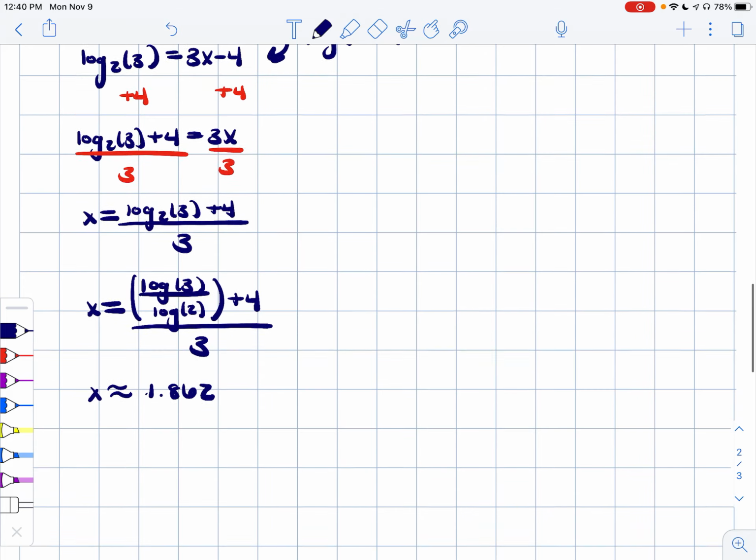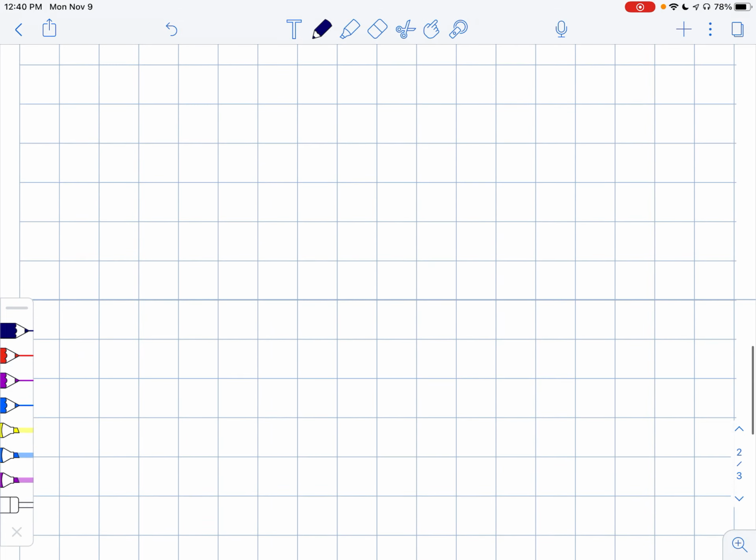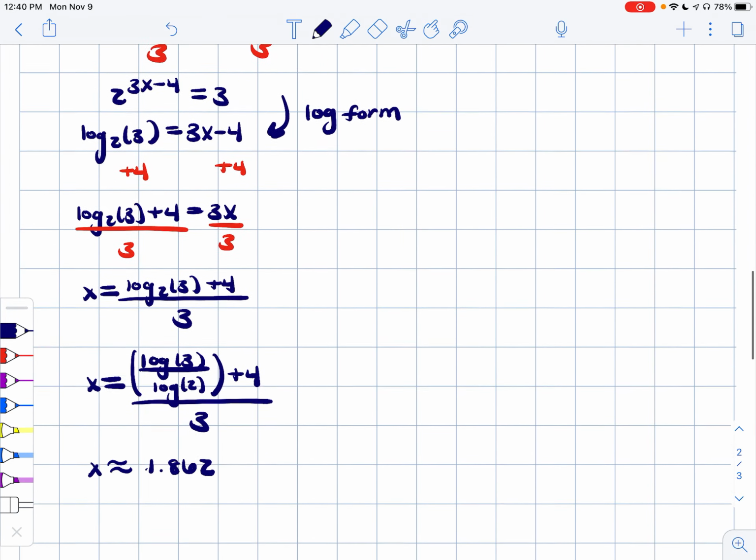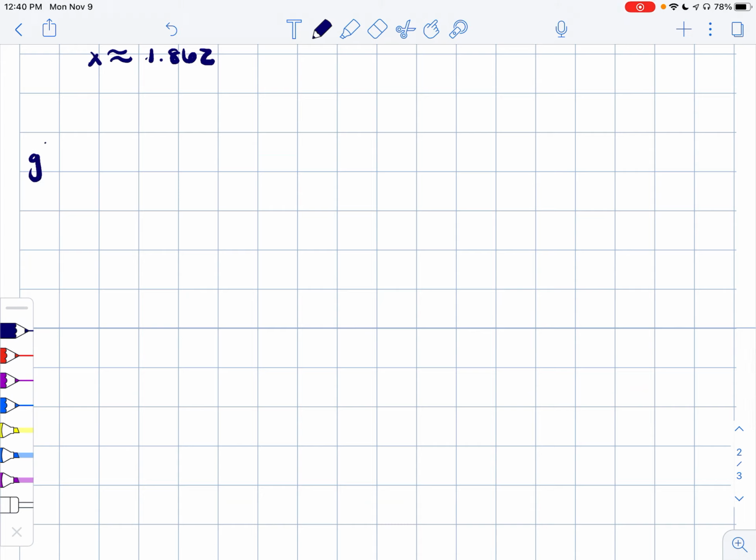All right. Now, I do actually want to do one more exponential equation. This isn't something that you're going to see on the test, but you might come across it in the homeworks or the labs. So I just want to go ahead and show you this last exponential equation.